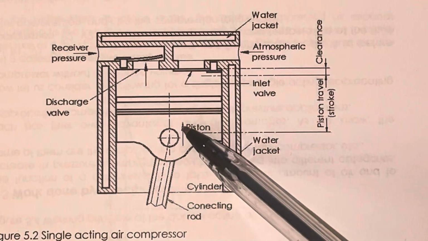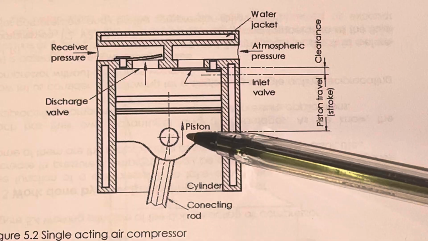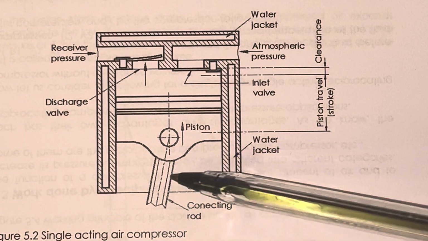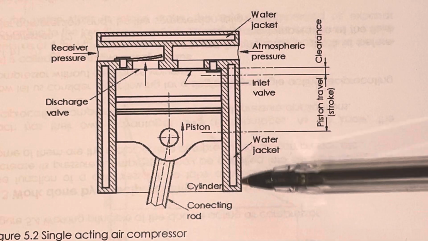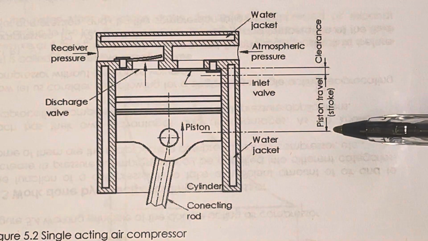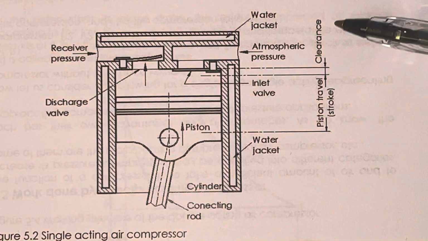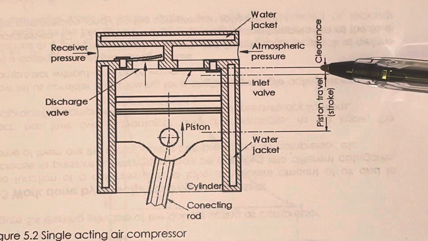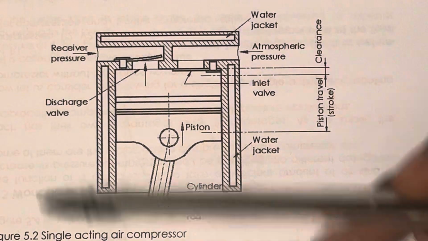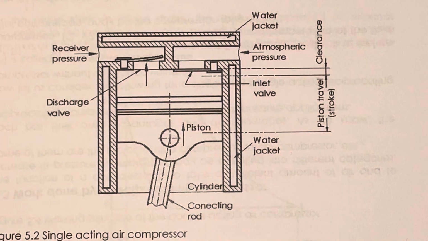Then the body doing the reciprocating motion is known as your piston. Obviously this over here is known as your cylinder. And this is your connecting rod. Then this here is what is known as your water jacket. Here it talks about the piston travel, simply meaning the stroke. That's your stroke. And over there we also have what is known as a clearance. This whole configuration constitutes what we will refer to as a single acting air compressor.